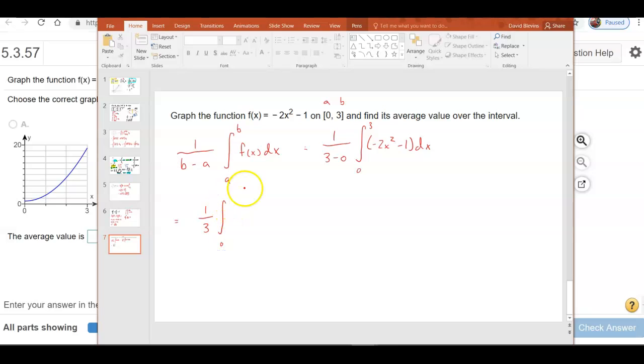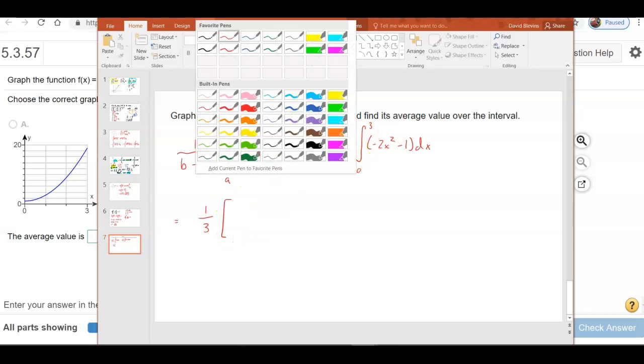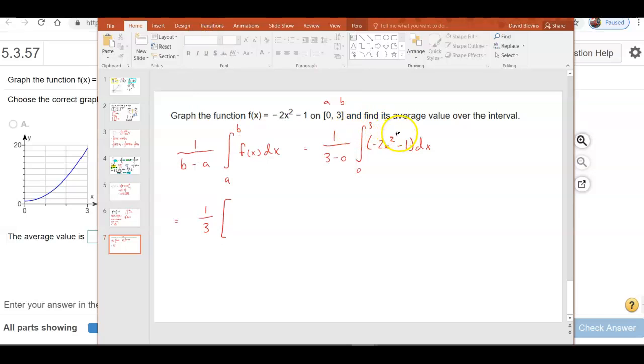So I'm going to say this is, oops, I don't need that anymore because I'm taking the definite integral. So remember, how do I take an antiderivative? I add 1 to the old power, and then I divide by that new power, which is 2 plus 1. So I'm going to end up with negative 2/3 x cubed, right? So 2 plus 1 is 3. All right, and then minus 1, the antiderivative of negative 1 with respect to x is negative x.